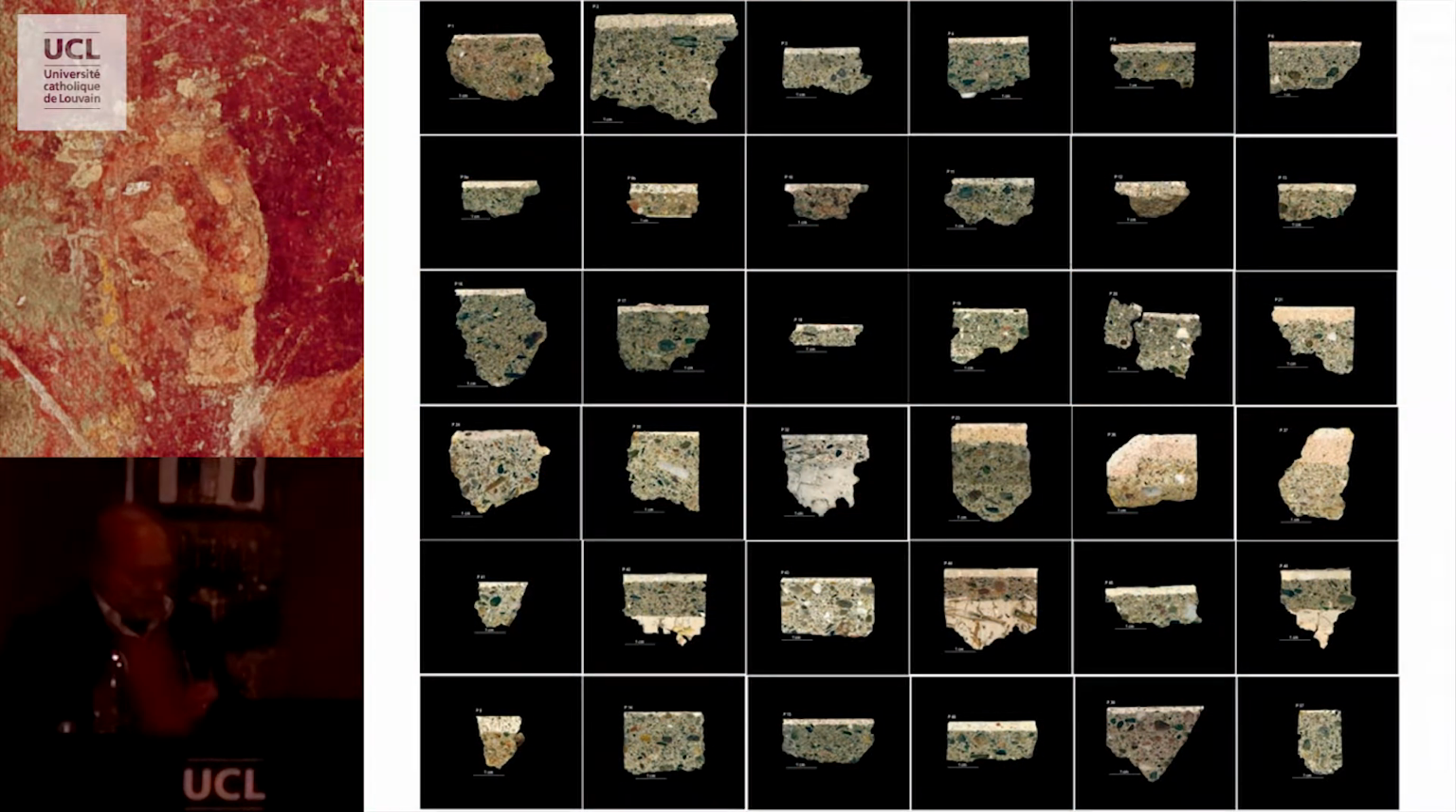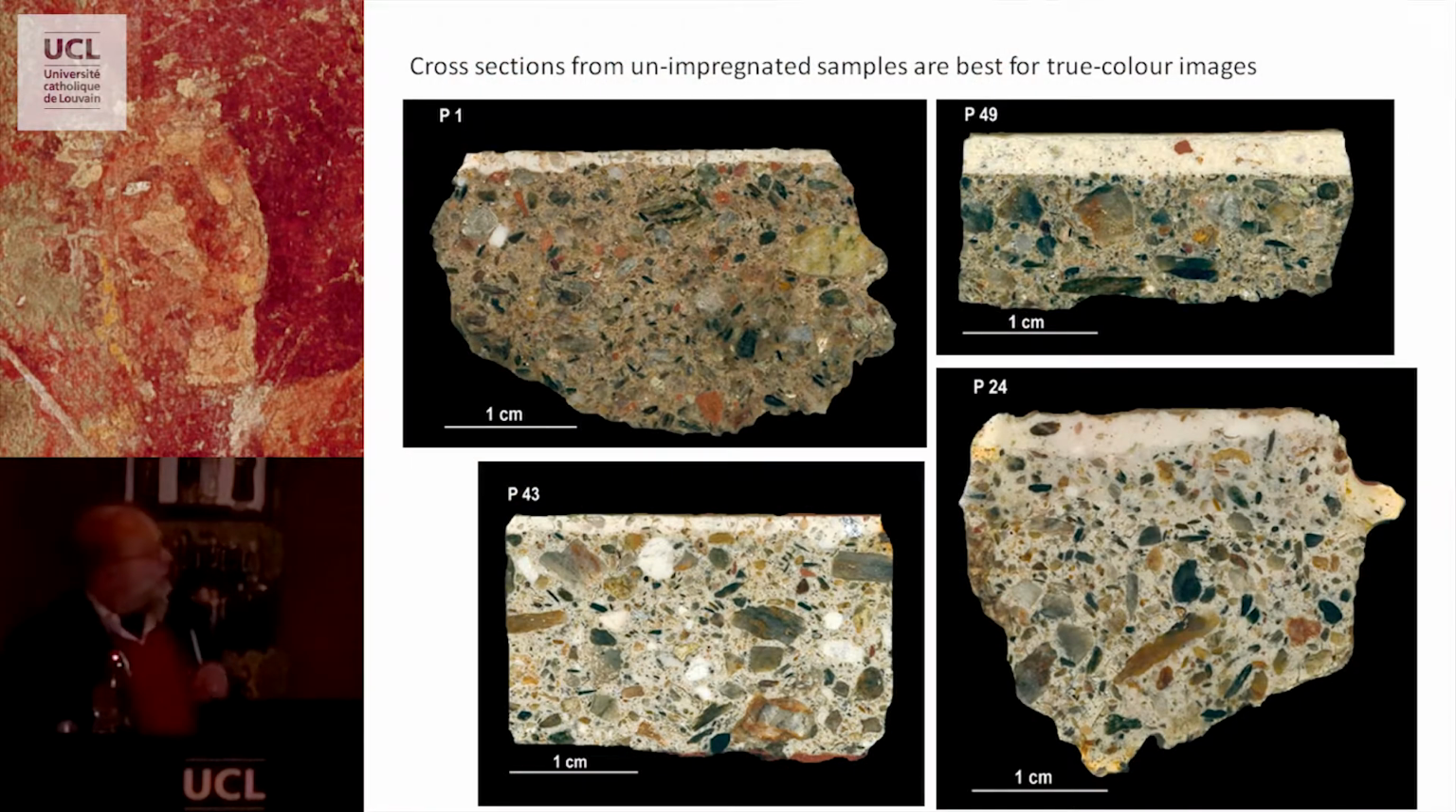So here also view on the first thing we are doing. We are producing cross sections, and here I show you just a few of them. These cross sections are best when we don't impregnate it with resin, or we impregnate it only temporarily so that we can polish, and then we let the impregnation medium evaporate, and then we get these structures and true colors.